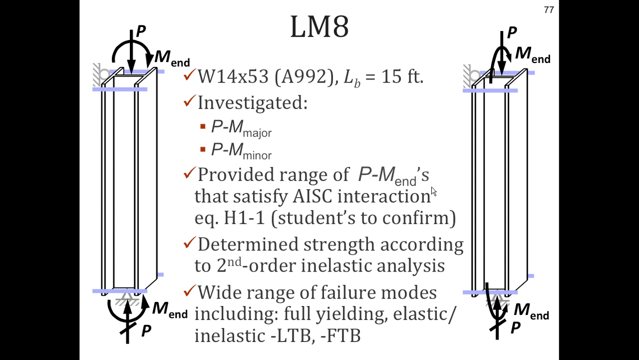So again, looking at all different possibilities of major and minor axis bending and axial force. And how does AISC handle this thing? They handle it through an interaction equation. So what we can do is use Masthead to calculate the actual buckling capacity, or the actual strength according to a second order inelastic analysis, and we can compare our results.